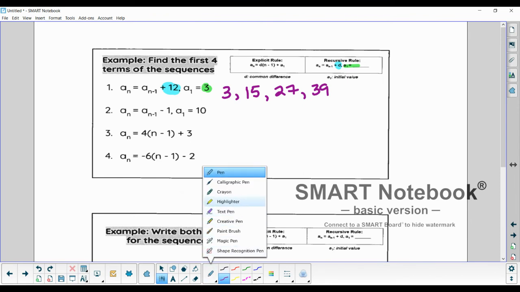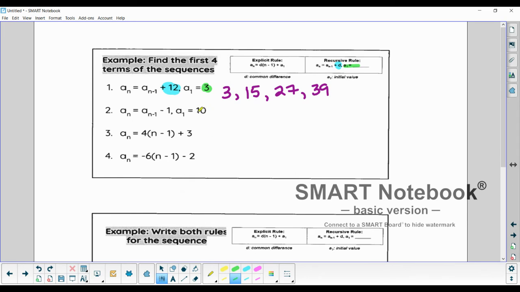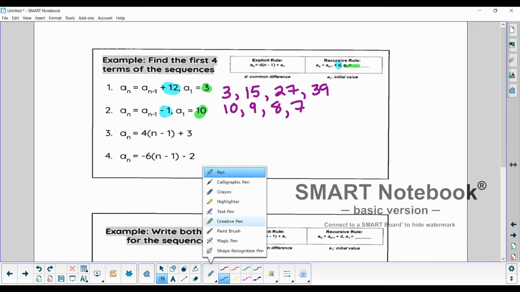This next one's also in recursive format. So A sub 1, we're going to start at 10, and D is -1. So we're going to be subtracting 1 each time. So 10 minus 1 is 9, 9 minus 1 is 8, 8 minus 1 is 7.